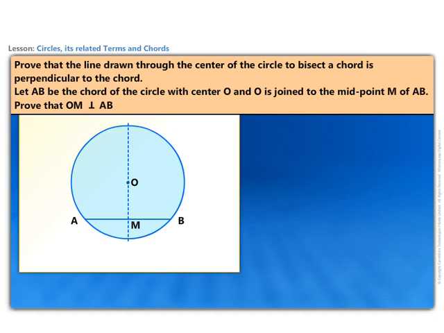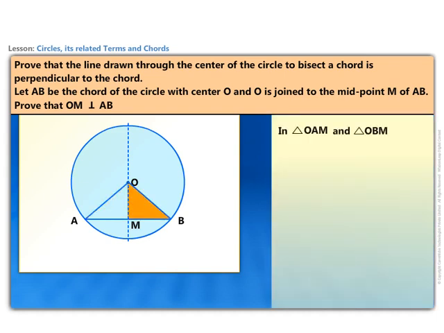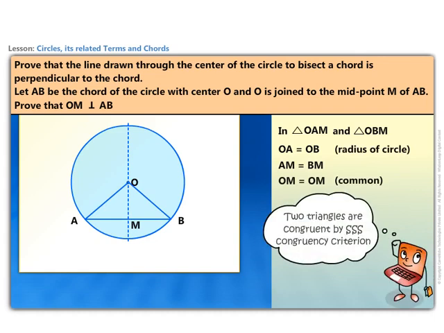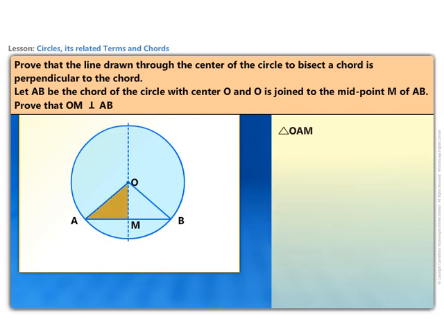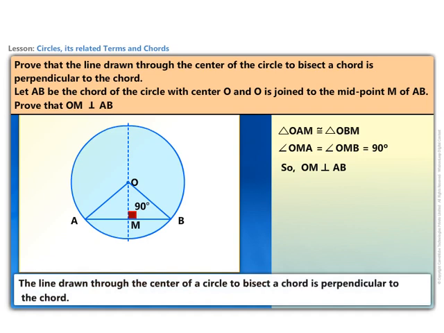This can be proved by considering the two triangles OAM and OBM. Here, OA is equal to OB, radius of circle, AM is equal to BM, and OM is equal to OM, which is common. So, the two triangles are congruent by SSS congruency criterion. Therefore, triangle OAM is congruent to triangle OBM, and angle OMA is equal to angle OMB, that is equal to 90 degrees. So, OM is perpendicular to AB. This proves that the line drawn through the center of a circle to bisect a chord is perpendicular to the chord.